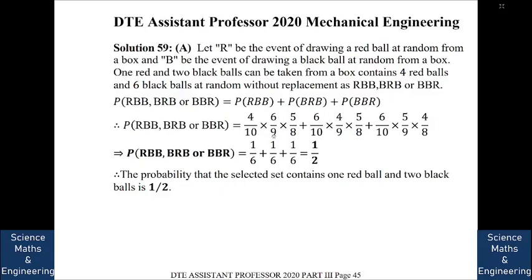So from here we have first red ball, the probability is how much? 4 by 10, because 4 red balls and total 10 balls. Second black ball is 6 by 9, because we now have 9 balls in total. And third one would be, now it is 5 black balls, so 5 by 8, right? Plus similarly this is 6 by 10 into 4 by 9 into 5 by 8, and then 6 by 10 into 5 by 9 into 4 by 8. So we have probability as 1 by 6 plus 1 by 6 plus 1 by 6, or it is half. So the probability that the selected set contains 1 red ball and 2 black balls is half.